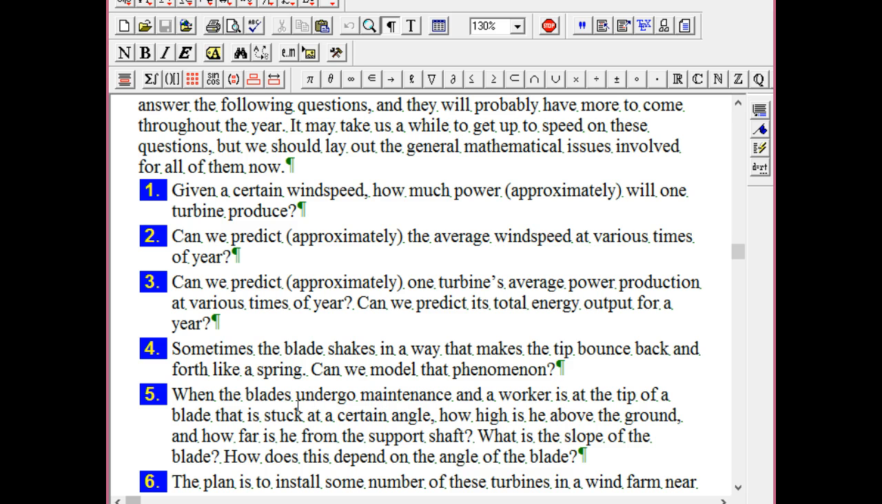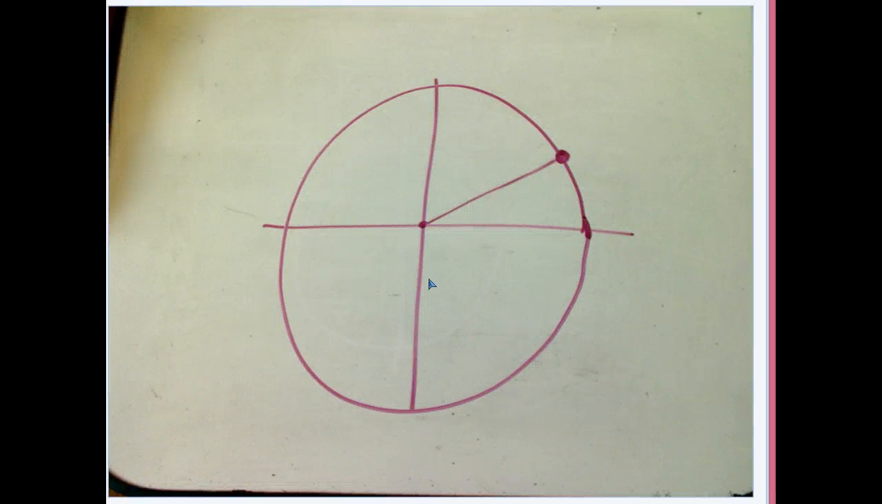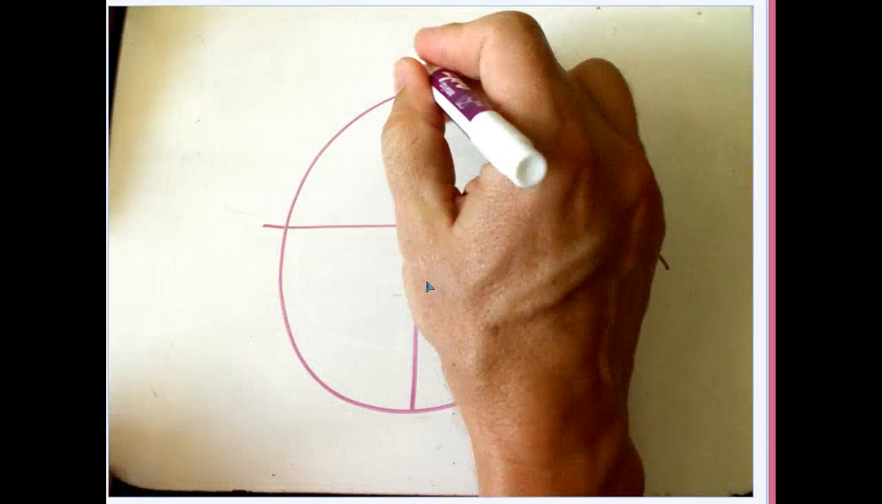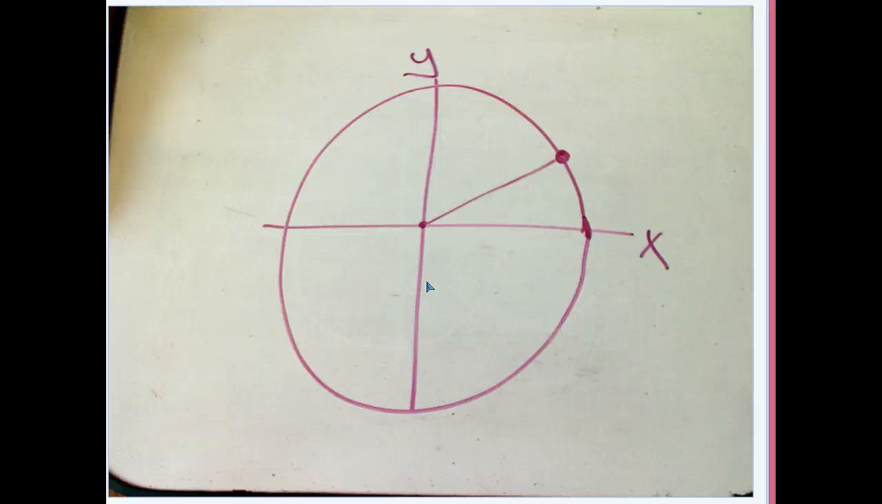And this is a question about something that moves in a circle, the rotor blades of a wind turbine. And we know something about the angle that they're at, and we want to know something about the position of the tip of the blade. So let's look at a very schematic picture of that. We've got something moving in a circle, and let's set it up in a coordinate system with the origin at the natural place, at the center of the circle.